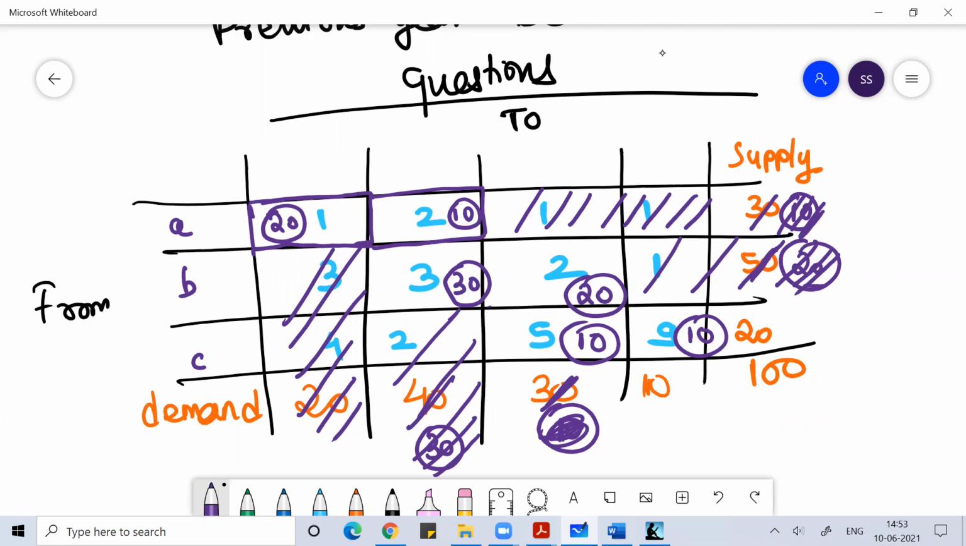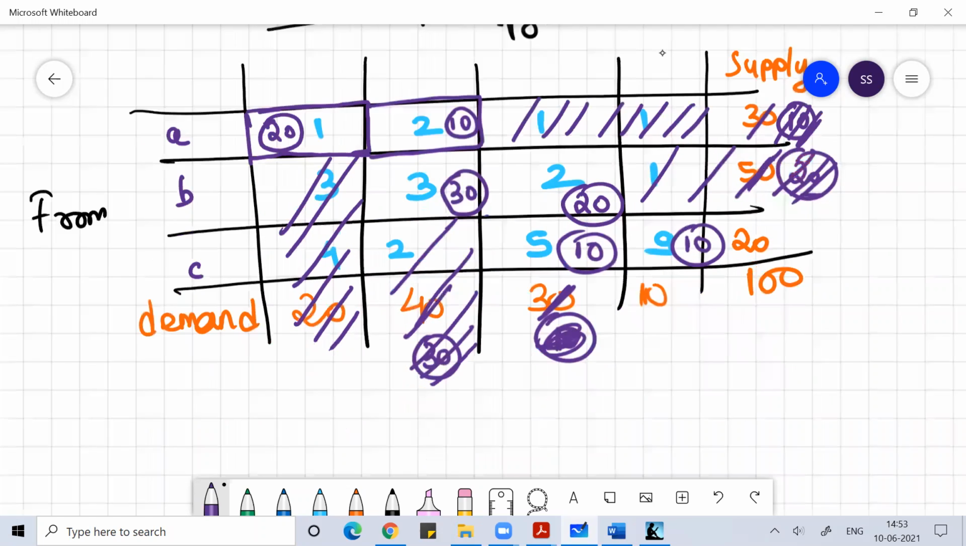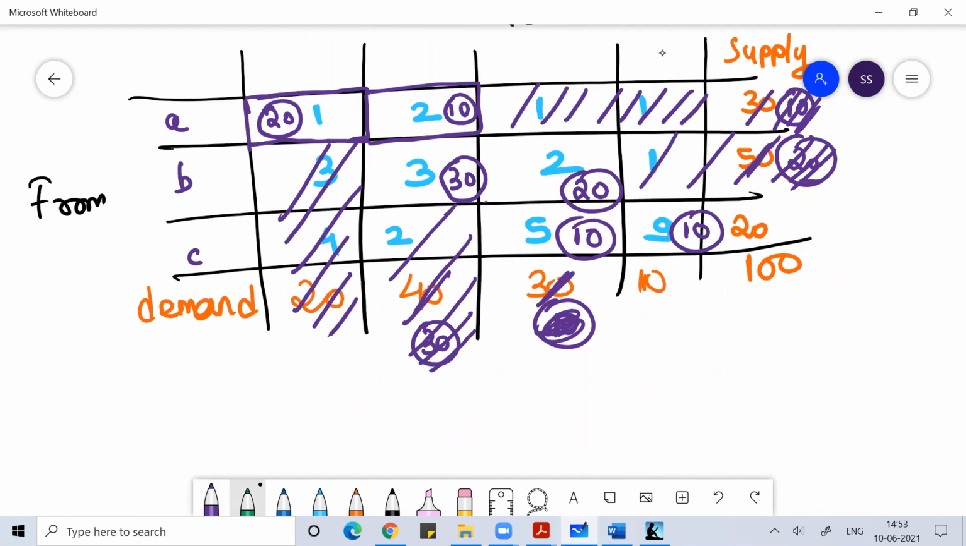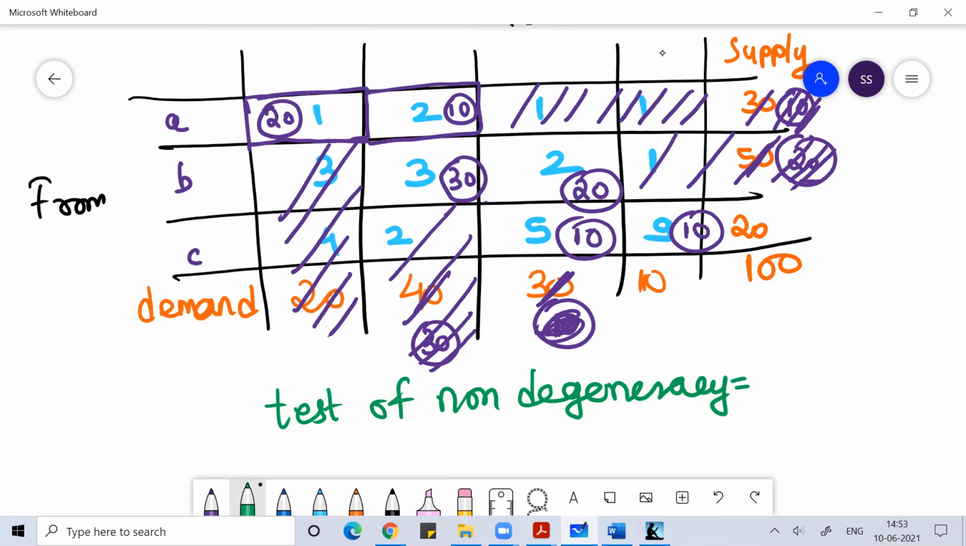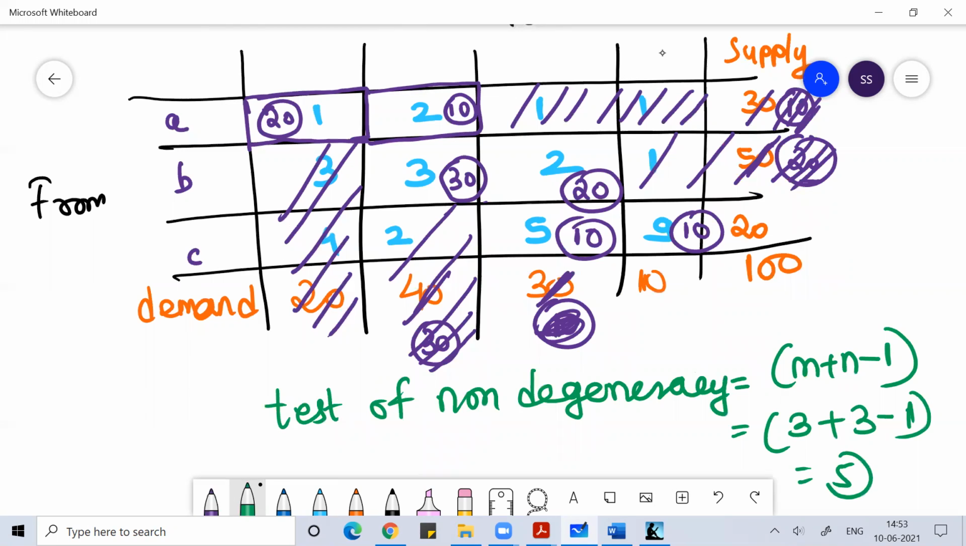So guys, once you're done with that, remember this, every time I'll not do that. You can do the test of non-degeneracy. Test of non-degeneracy means the number of allocations should follow the rule m plus n minus 1. M means total number of rows. 3 rows and 3 columns, minus 1, so 5 allocations should be there. You can count the number of allocations: 1, 2, 3, 4.